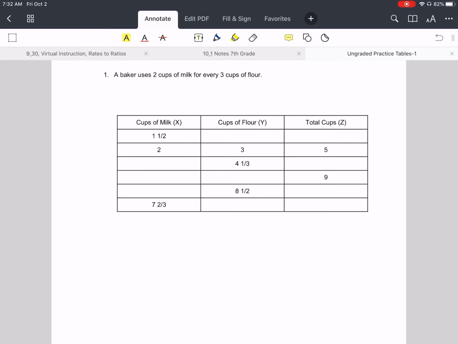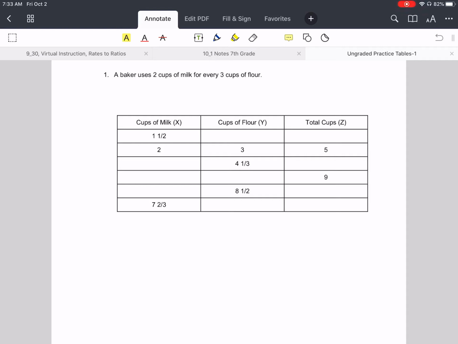Hey, seventh grade. Thought I would walk through the ungraded practice tables that you received yesterday. I know that's not for a grade, but I also know that some of you will want to practice this for your next quiz. So I'm going to walk through the whole process and hopefully you find this useful.